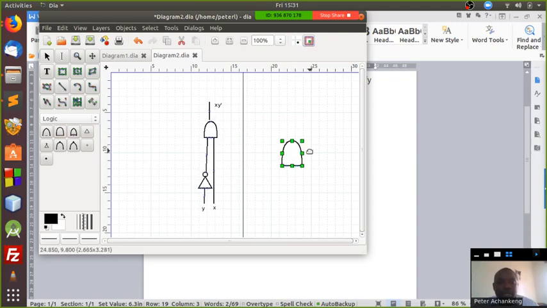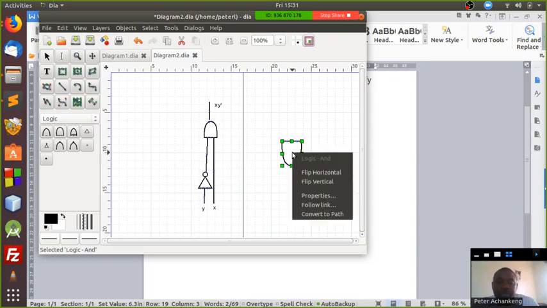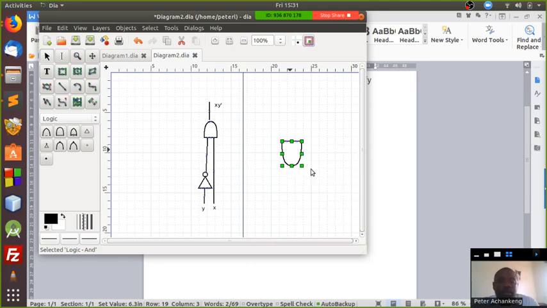I just want to learn how to invert this thing. Just doing some trial and error. Flip vertical, so I know how to flip it. Flip horizontal, okay. Why is it not flipping? There's supposed to be a handle somewhere. How do I do it?